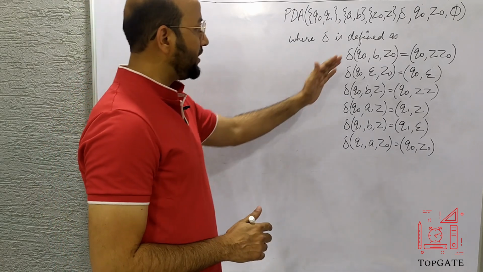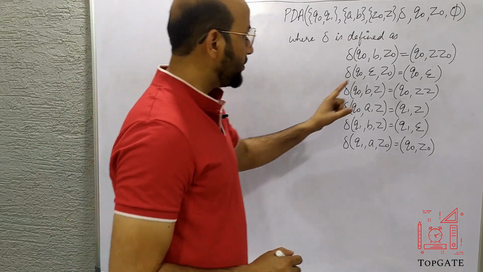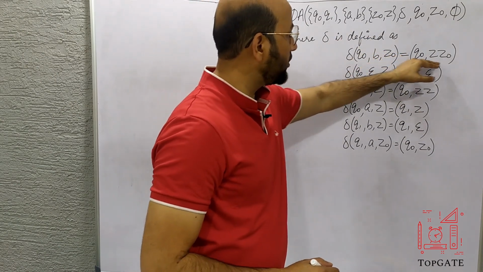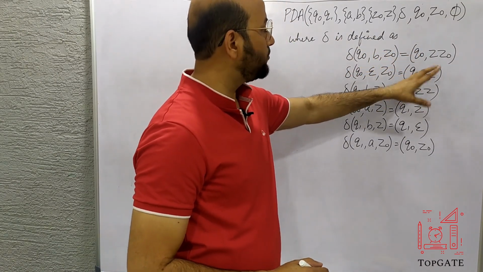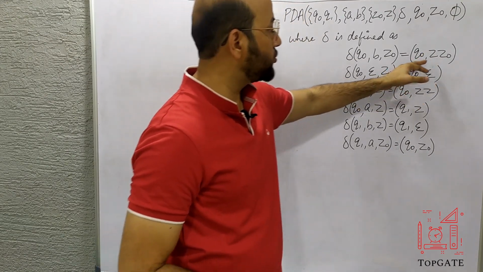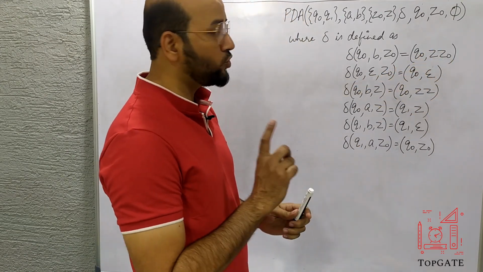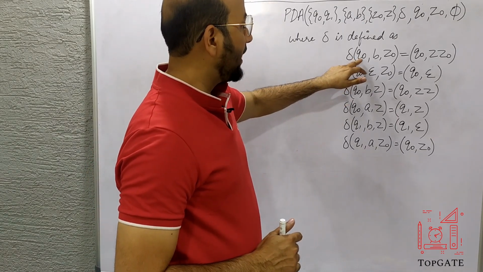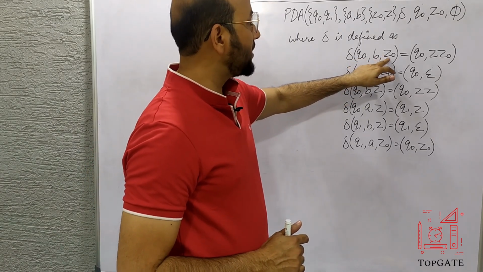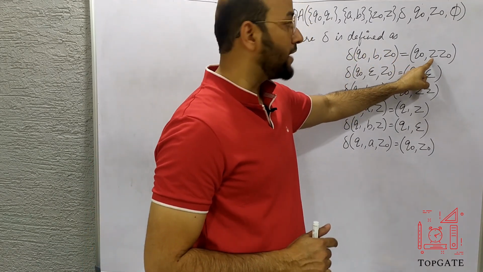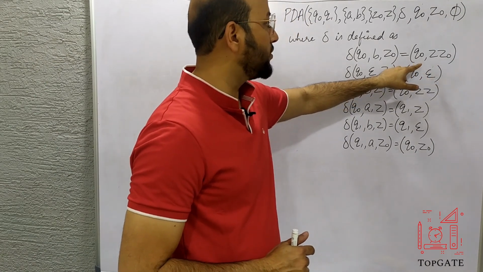Now if you see these rules closely, this is your input part and this is your output part. If you see the output part, you can see 2 elements. These 2 elements show that a push operation has been performed, that is, when we are in state Q0 and the element to read is b and the top stack element is Z0, we are simply pushing Z into the stack.